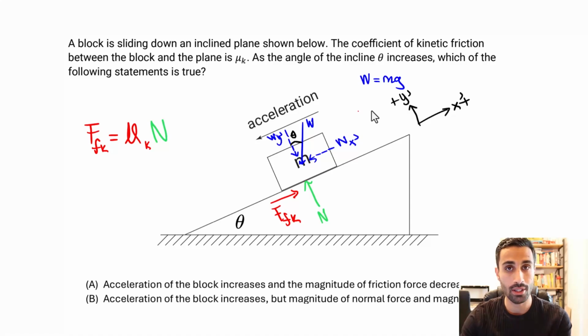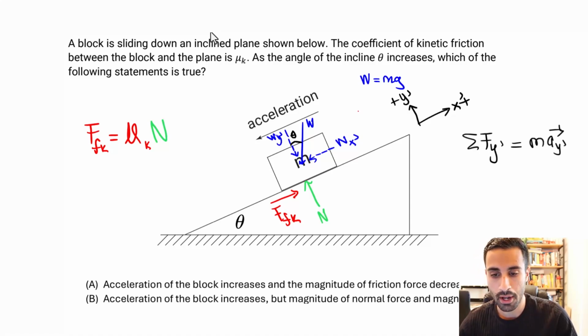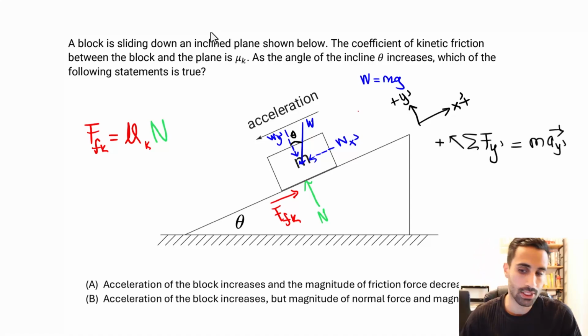I denoted everything. Then what I'm going to do is use the formulas and use the equations of motion, Newton's second law. We're going to do that in the y prime direction, and we're going to do that in the x prime direction. Let's start with the y prime direction. So we're going to say the sum of the forces in the y prime direction must equal mass times acceleration in the y prime direction. And this is a vector. And we're going to say going this way is positive.